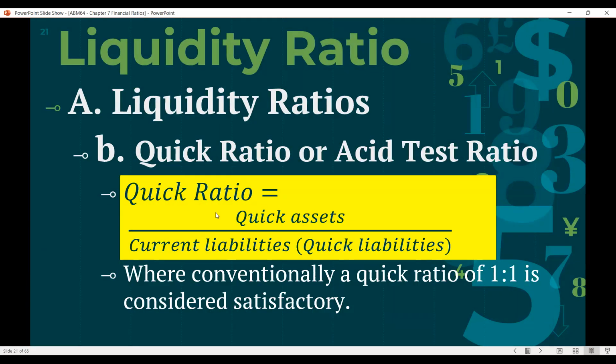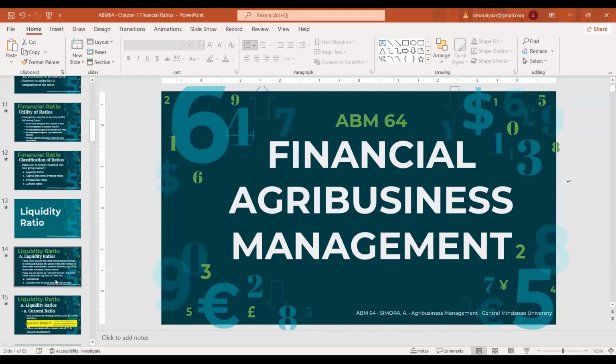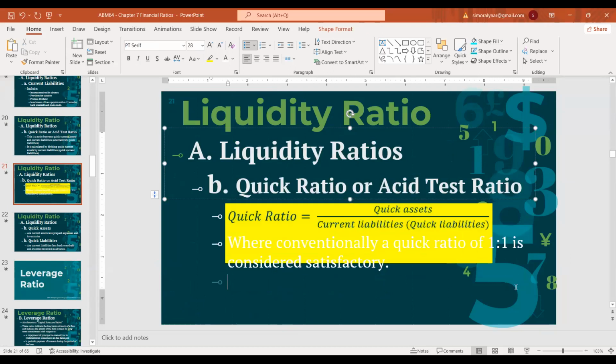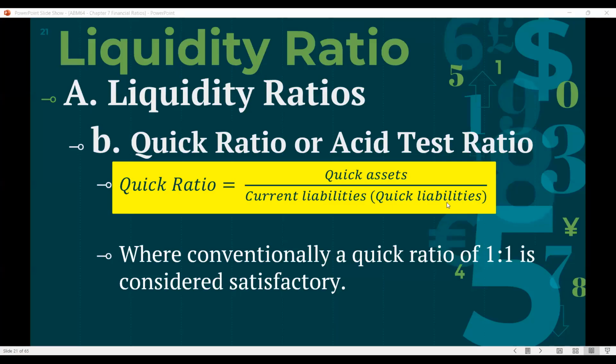So this is actually its formula. Quick ratio is equal to quick assets over current liabilities or quick liabilities, where conventionally a quick ratio of 1:1 is considered satisfactory. So it should be 1:1.